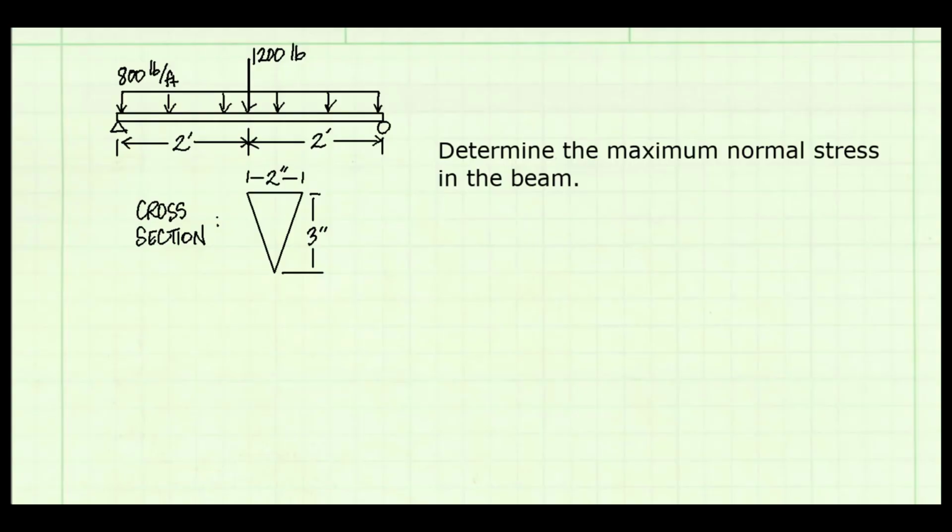I have an example problem that says, determine the maximum normal stress in the beam. We see in our beam that it is simply supported with a pin on one end and a roller on the other. There's a distributed load. It's uniform over its full length, 800 pounds per foot. And right in the middle there's a point load, 1,200 pounds, and the beam is 4 feet long. We're also given the cross-section. It's an inverted triangle. Its width is 2 inches and its height is 3 inches.